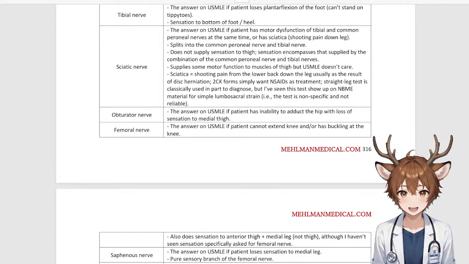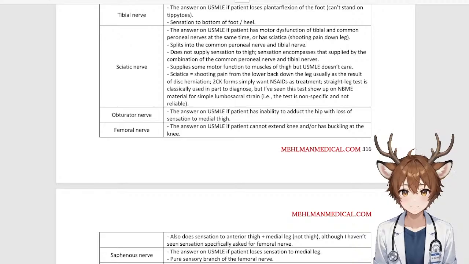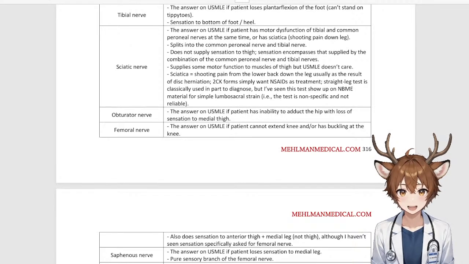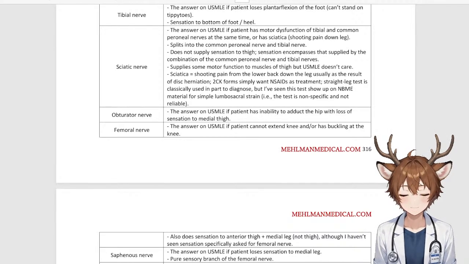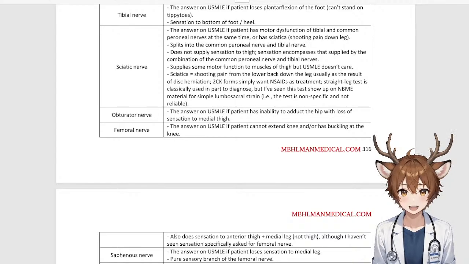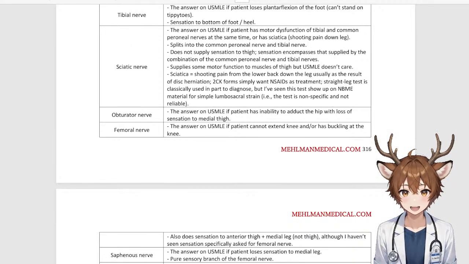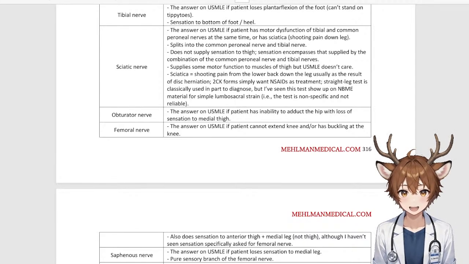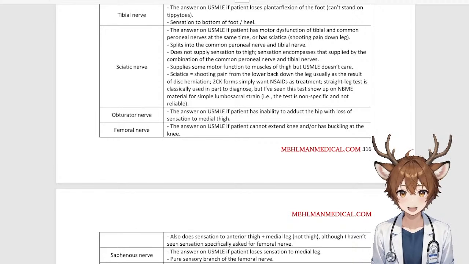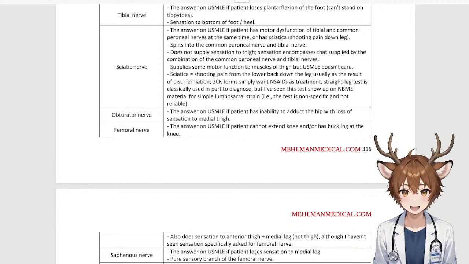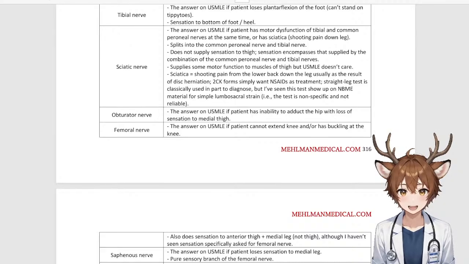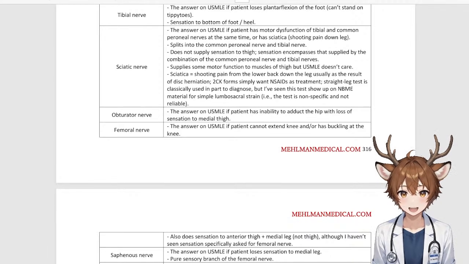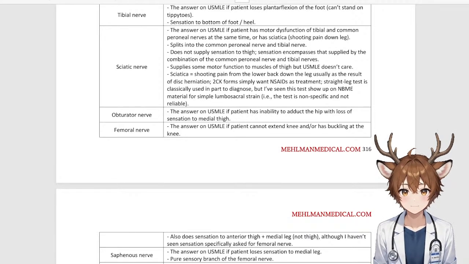Femoral nerve. The answer on USMLE if the patient cannot extend the knee or has buckling at the knee. Another thing to be aware of is that when they say extension at the knee, they don't mean, when we talk about when you flex your elbow or you flex your thigh, for example, you're thinking of a sort of anterior motion, but knee flexion is actually a backwards motion. The leg actually goes posterior at the knee. And now it makes sense that it's still flexion, but because of how the knee is oriented, when you flex at the knee, your foot goes back and your lower leg goes back.